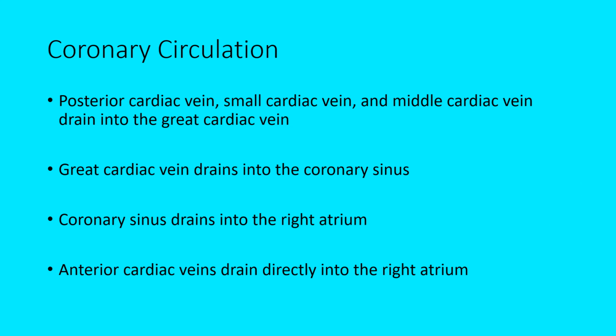The posterior cardiac vein, small cardiac vein, and middle cardiac vein will drain into what's known as the great cardiac vein. The great cardiac vein then drains into the coronary sinus, which then drains into the right atrium. The anterior cardiac veins will drain directly into the right atrium as well.